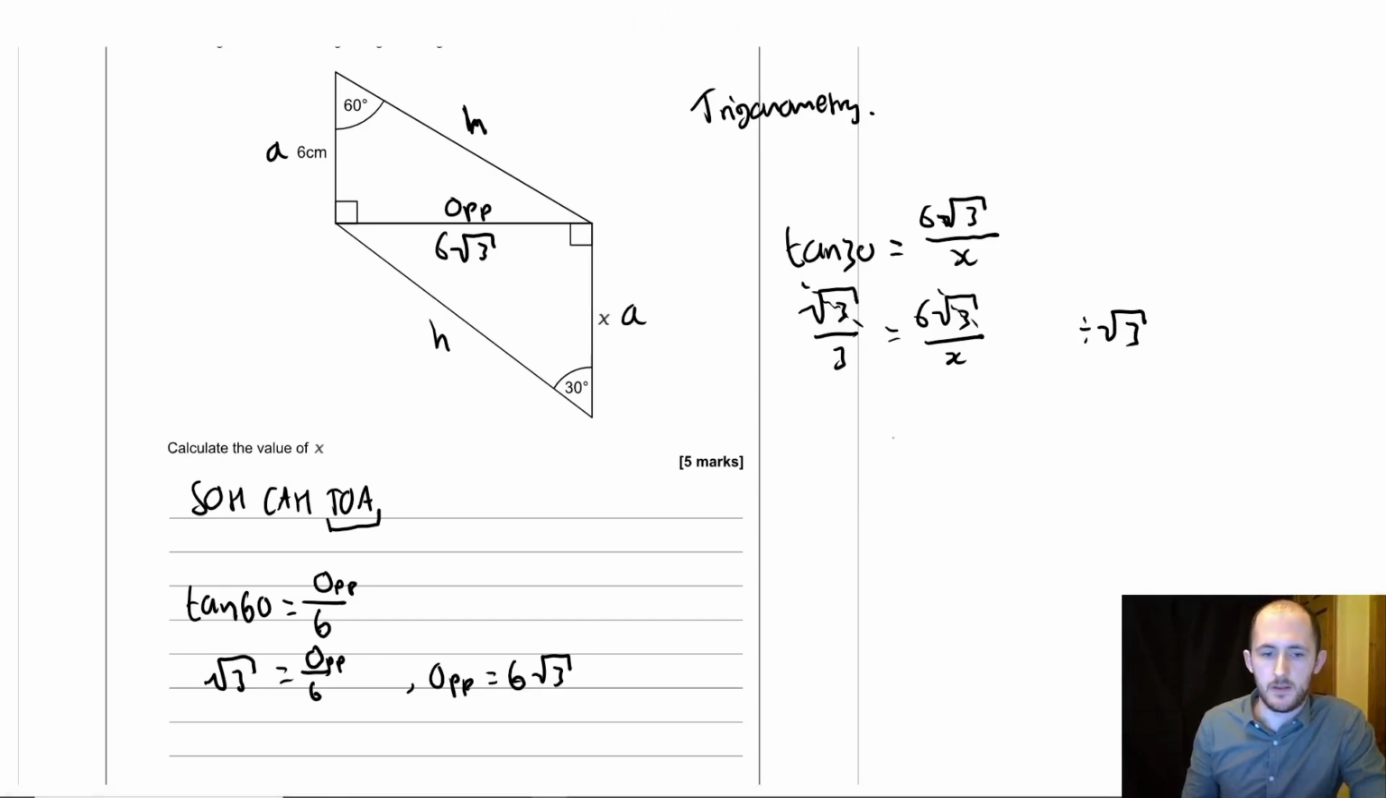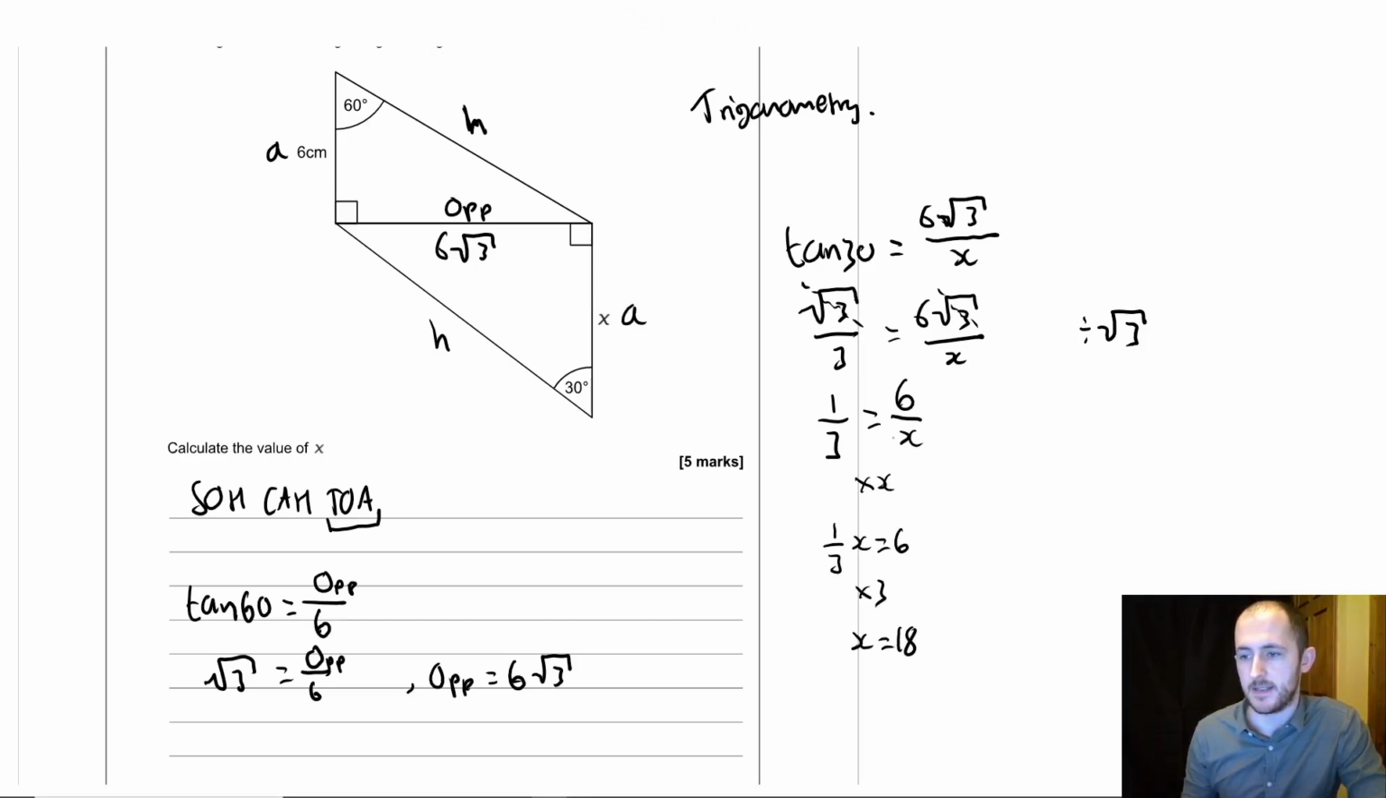So, kind of like algebraic fractions, yeah. In fact, it is an algebraic fraction. So 1 over 3 equals 6 over x. So I'm going to times both sides by x. We get 1 over 3 x equals 6. Times both sides by 3, we get x is equal to 18.